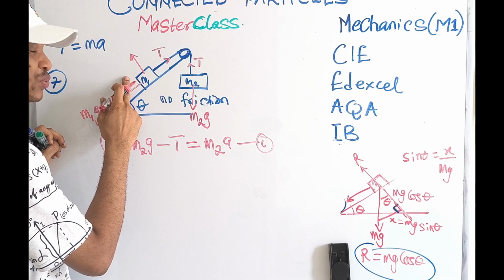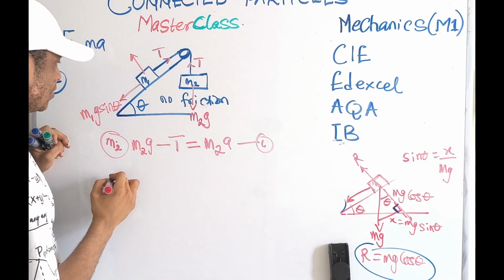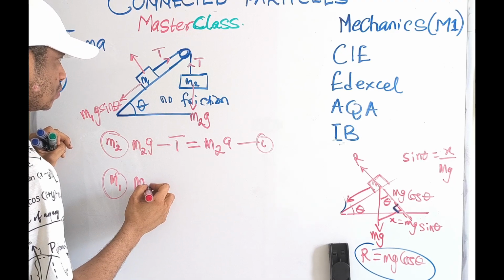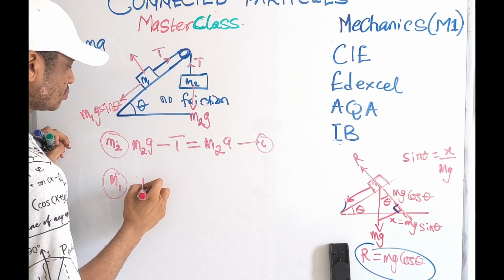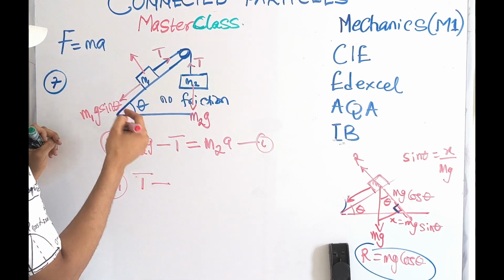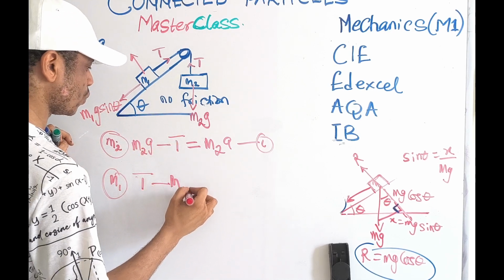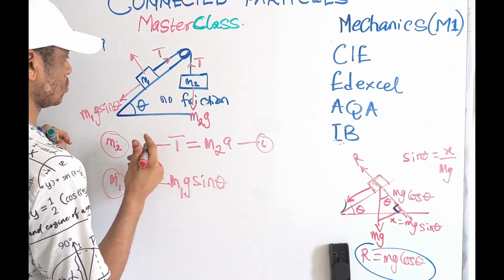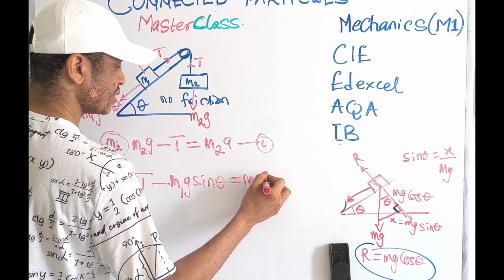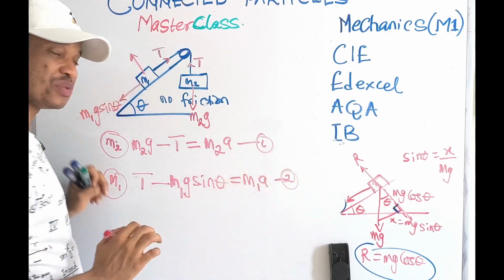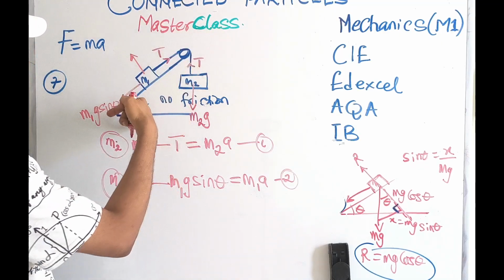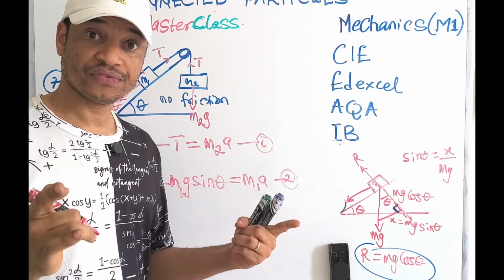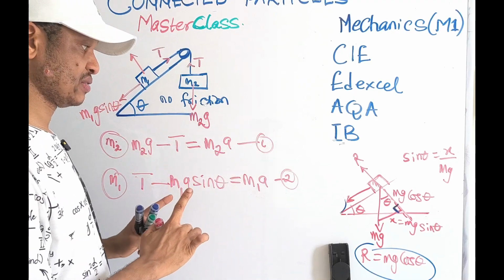Now for this, what do we do? This is going like this. So for M1, T minus, no friction remember, M1g sine theta is equal to M1a. So this minus this is equal to M1a because there is no friction. Next, we're going to do with friction. So this is my answer.